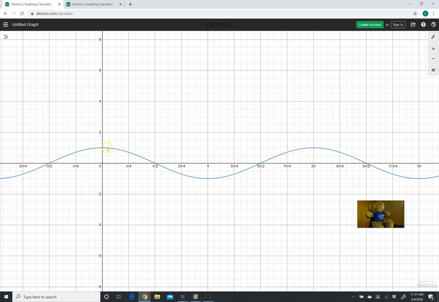Okay, so here we have the cosine. At 0, it's 1. At pi over 2, it's 0. At pi, it's negative 1. At 3 pi over 2, it's back to 0 again. And at 2 pi, it's 1. And we can keep going and going in both directions.